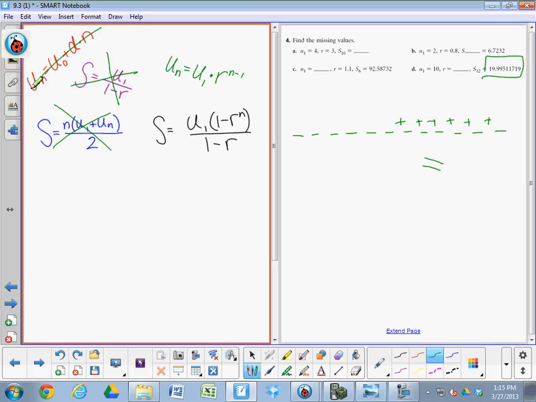Okay. So we know the sum. We know it's the 12th term. We don't know R. What should we use? The black formula. Okay? We know the following information. U1 is what? 10 times 1 minus R? Don't know. How many terms are there? 12 over 1 minus R. What else do we know? The sum is 19 point lots of decimals, right?